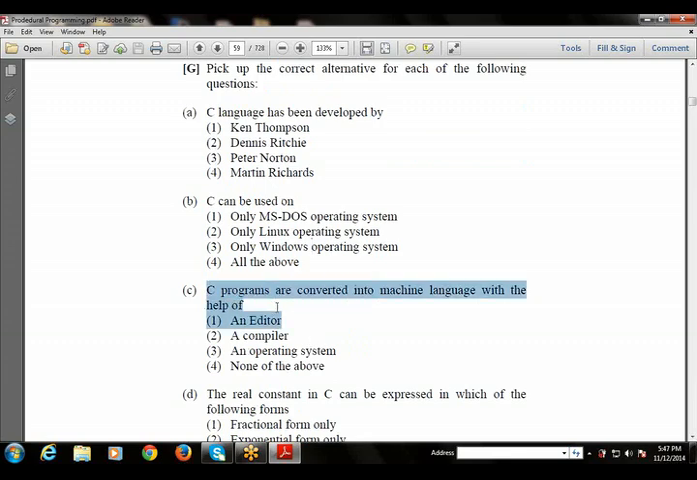Then, C programs are converted into machine level language with the help of what? What is the tool that is used to convert the C language into the machine language, that is a 0-1 language? Which tool, which application is used? Larry, tell me the answer. You answered the second option, that is 2. Yes, you are correct. C programs are converted by using the compiler.